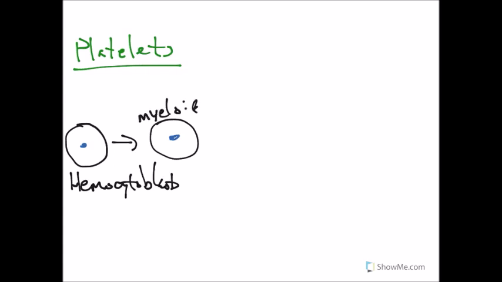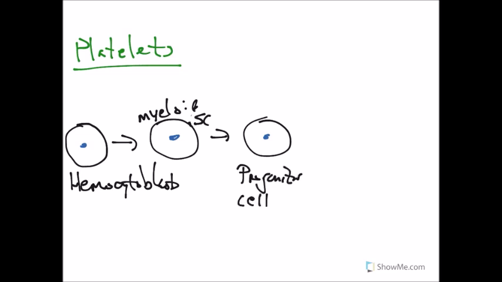Like I said, this is the last one that comes from a myeloid stem cell. I'm going to abbreviate it SC for short. Now, with the myeloid stem cell, we have another cell called a progenitor cell, and this is where we stop looking at these cells as the same, so to speak.